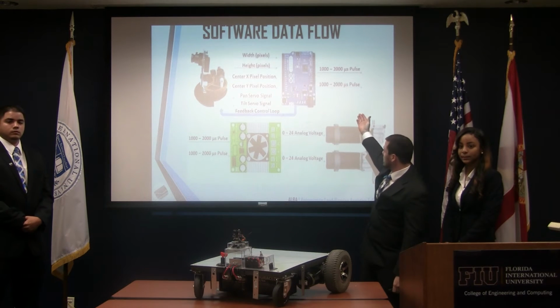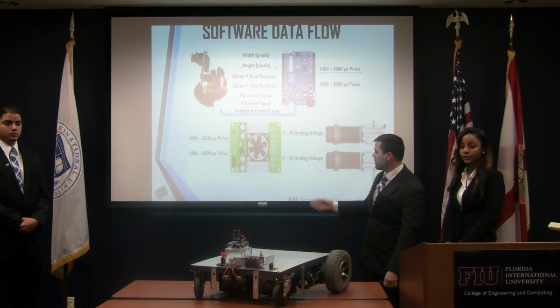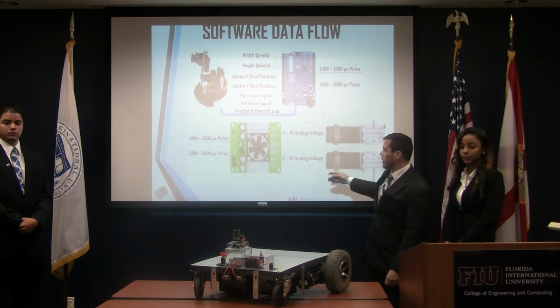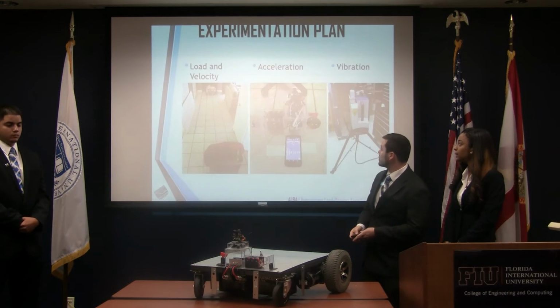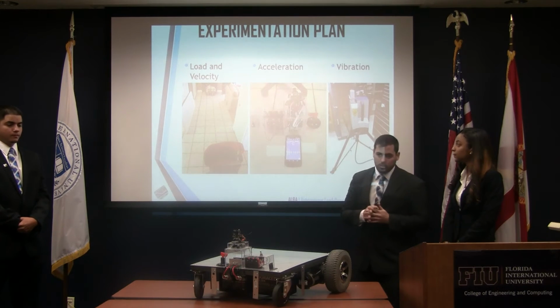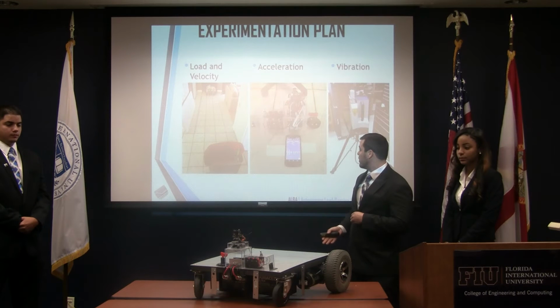With that information, we can send signals to the Sabertooth, which are 1,000 to 2,000 microsecond pulses that convert into an analog voltage for the DC motors. We did three experiments to test the effectiveness of the robot.